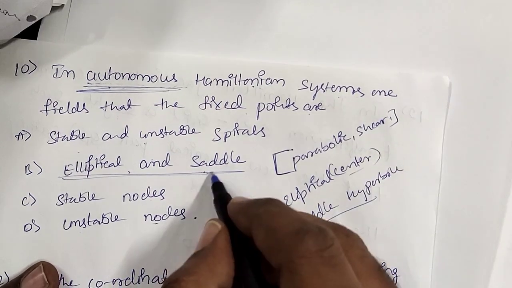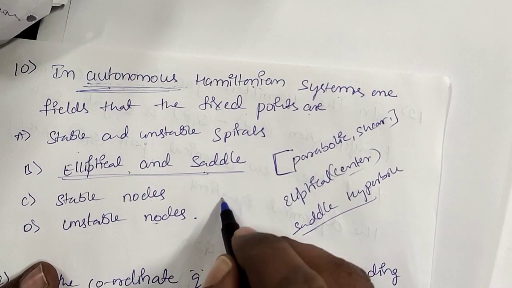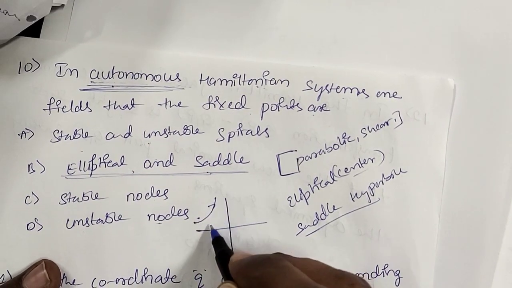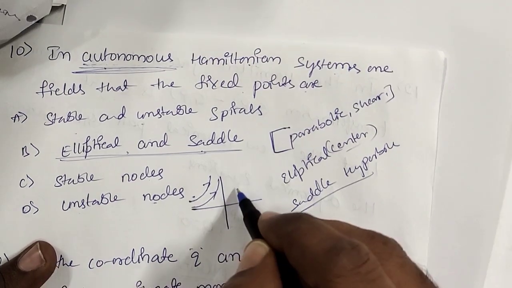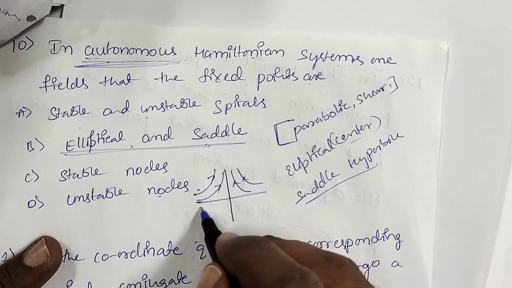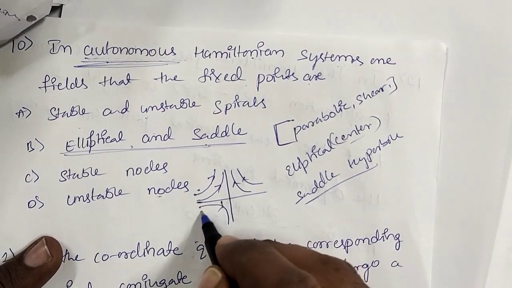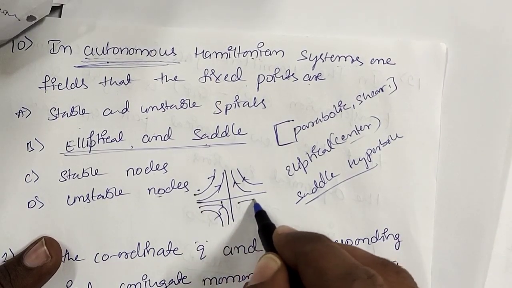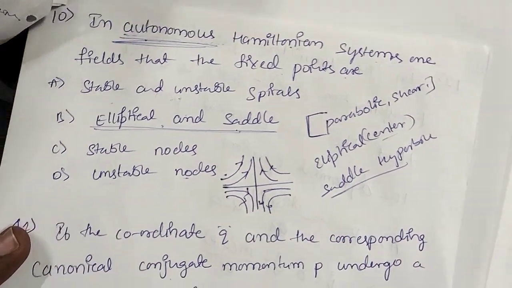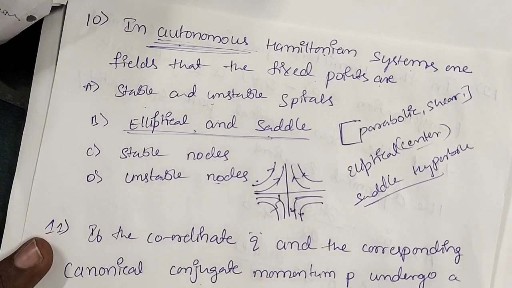So what is the saddle point? It looks like this. Okay, so option B is correct.